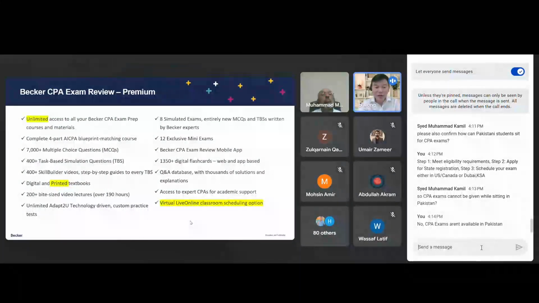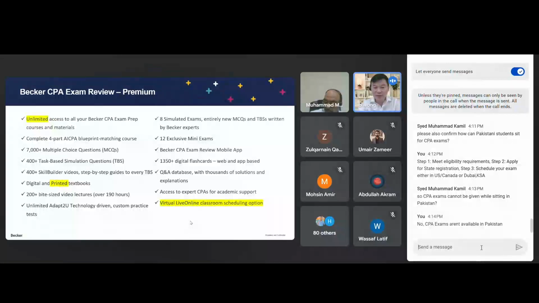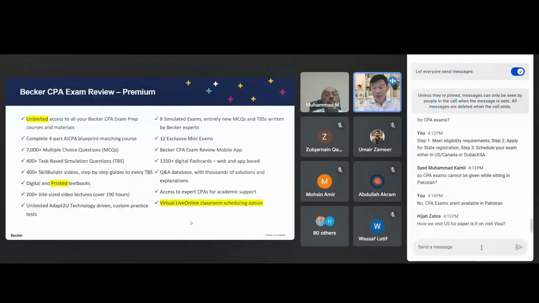Okay, in addition to the digital textbook, it also comes with the printed textbooks, right? The last thing is you also have the virtual live online classroom scheduling options. That means if you want to study along with other people, but of course it's under the US time zone, you have this option to schedule that as well.